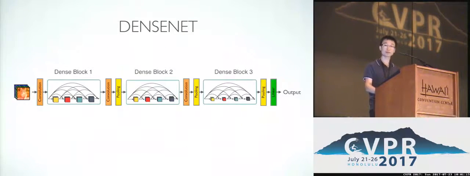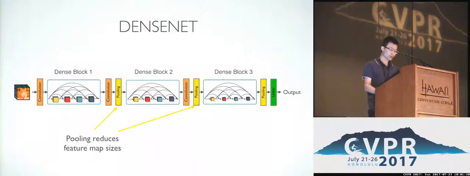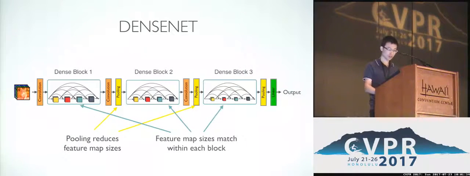And here is the full picture of a DenseNet. As in a normal ConvNet, we have pooling layers or convolution layers to perform downsampling on the feature maps, and this makes the concatenation operation unviable. To address this problem, we simply split the network into multiple dense blocks, and within each block, the feature maps have the same size, so they can be easily concatenated.